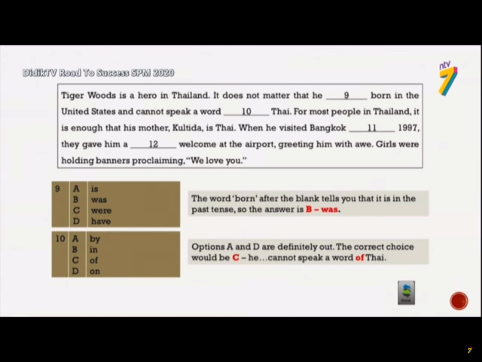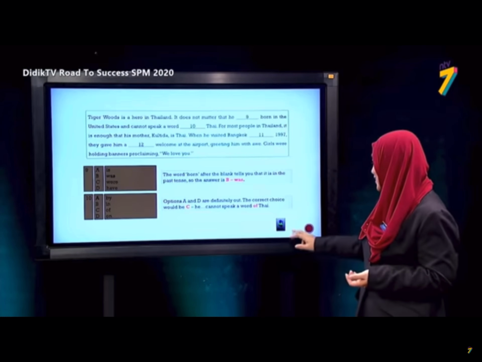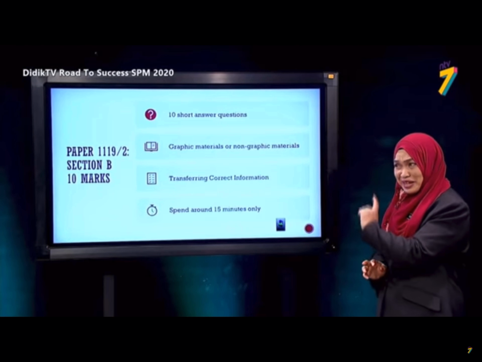This is the question that students will always be confused about. So in order to solve this problem, you have to do revision on prepositions. Prepositions. Kata sendi. Kita belajar bahasa Inggeris, kita tak tahu bahasa Melayu dia apa. Yeah, it's like that. Preposition, kata sendi.